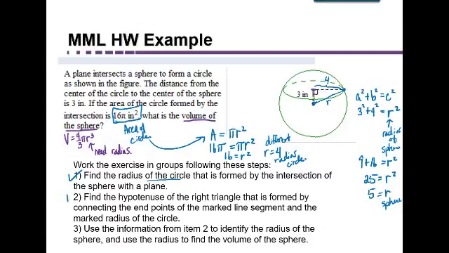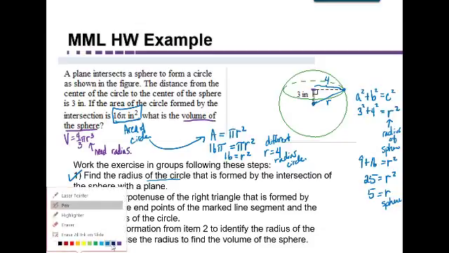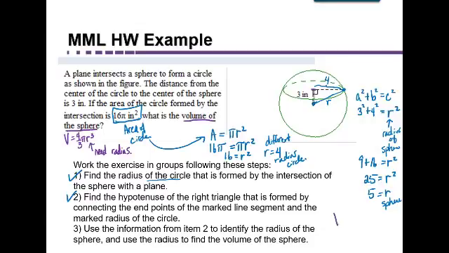So that was step 2. And then step 3, use the information from item 2 to identify the radius of the sphere, that's what we just found, and use the radius to find the volume of the sphere. Remember, the volume of the sphere is 4/3 pi r cubed. So let's find that. Volume equals 4/3 pi times the radius cubed. It's going to be 4/3 times pi times 5 cubed.